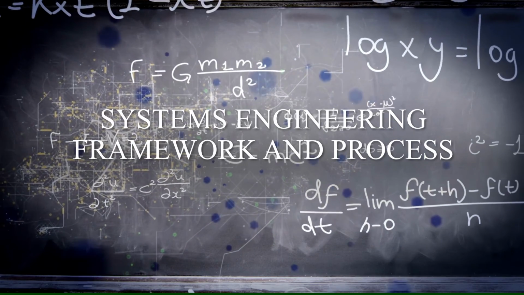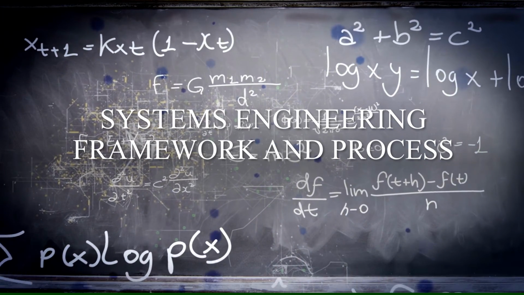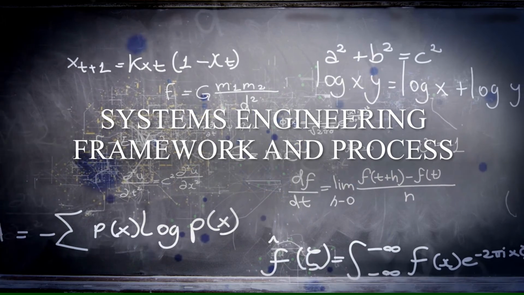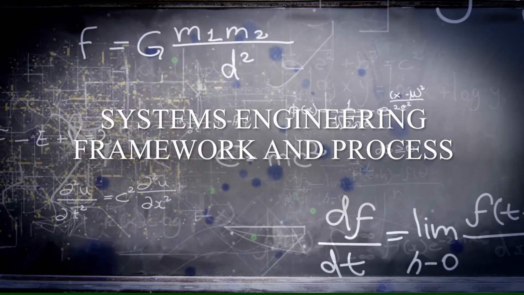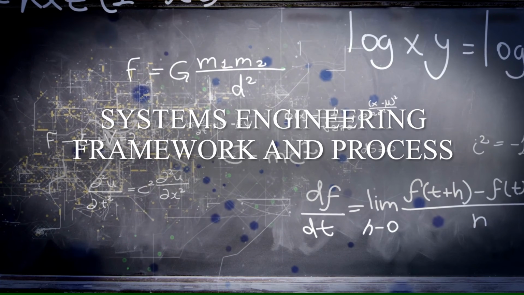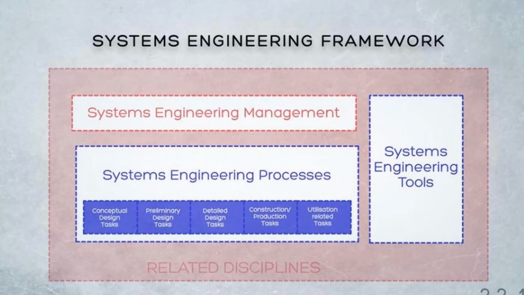Next, system engineering framework and process. In this, we had discussed the design of our project and what activities and management we have done. I will give some general layout of this framework. System engineering tools integrate the management and the process. Management is nothing but controlling the process. The process is doing or proceeding with our work relevant to our line. It includes the conceptual design task, preliminary design task, detailed design task, production task, and utilization related task.